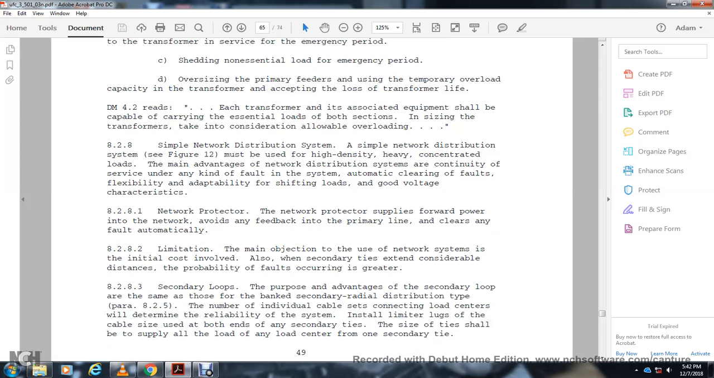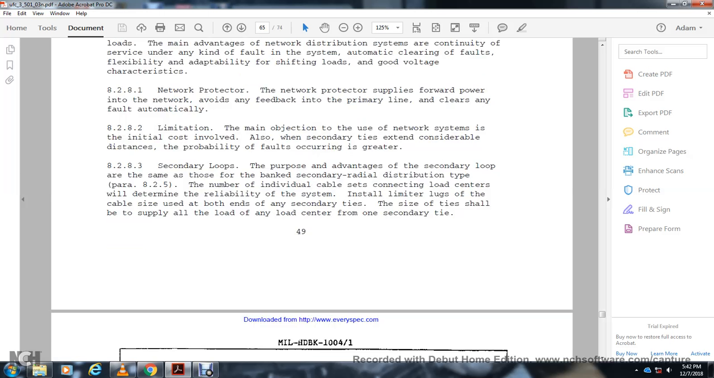8283, secondary loop. The advantage of the secondary loop is the same as the bank secondary radial distribution type of the paragraph. 825, the number of individual capable settings of the connecting loads connected to determine the reliability of the system. Installing limiter lugs on the cable side of the secondary tie, the ties should be able to supply any load center on one secondary tie.